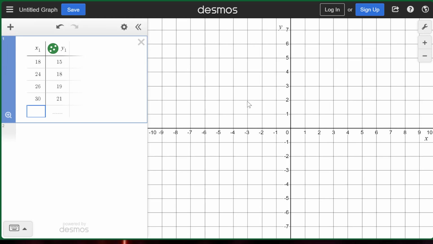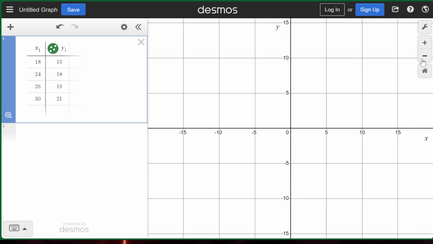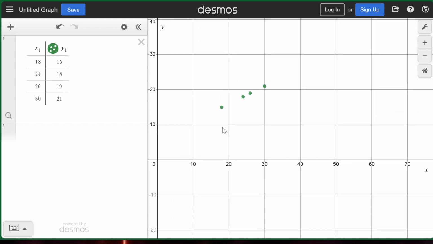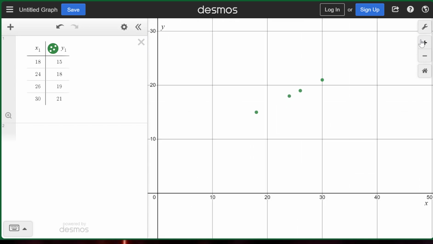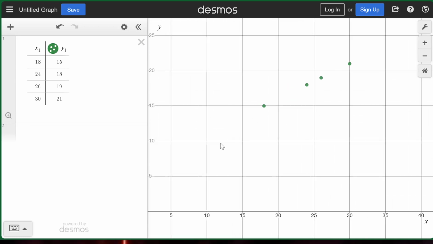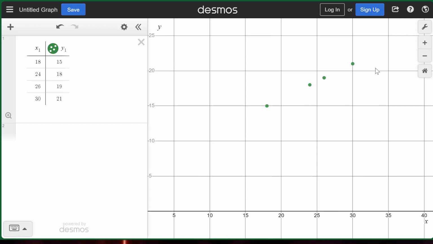Step 2 is find the points on the graph. Necesitas encontrar los puntos en la gráfica para paso 2, pero no hay. There are no points. I don't see it. So you need to click the minus button. Minus, minus. Click and drag. Okay, now I can see the points. Ahora yo puedo ver los puntos.